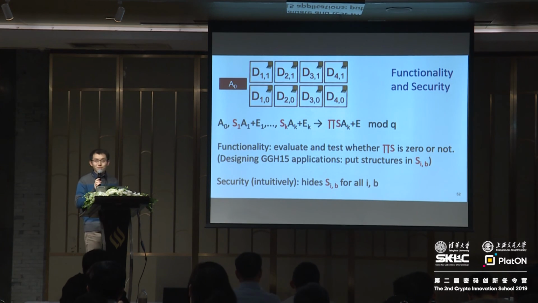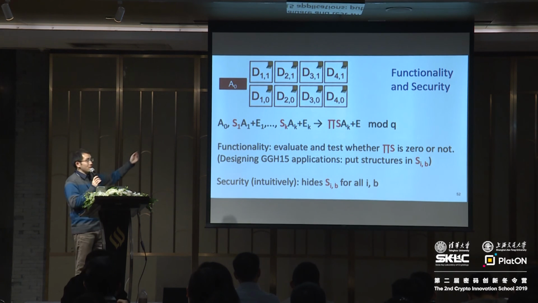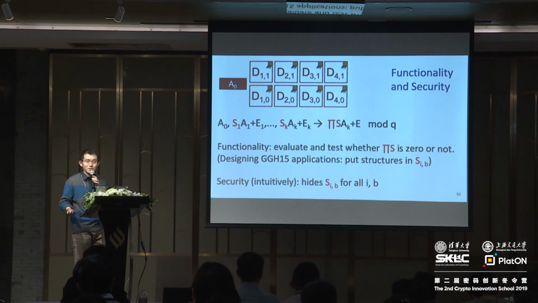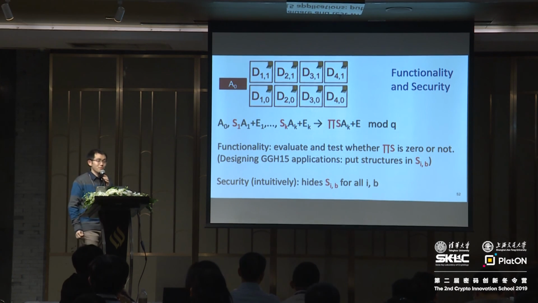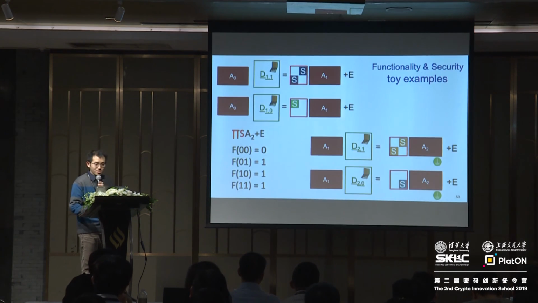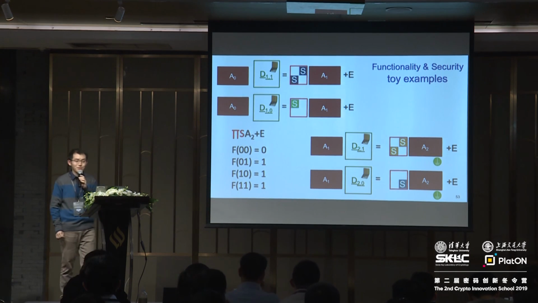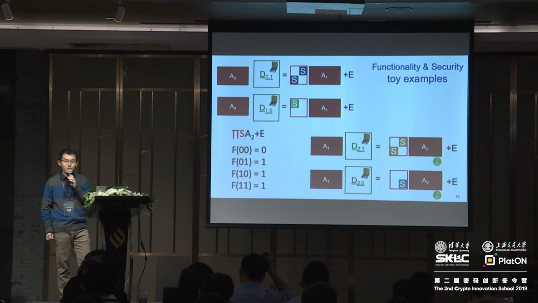Purely intuitively, we want to hide S, and hopefully all the encodings are indistinguishable from random encodings that you can sample without using S. That will be the final way to prove it. So let's continue with the first non-trivial example of using GGH15 encoding.